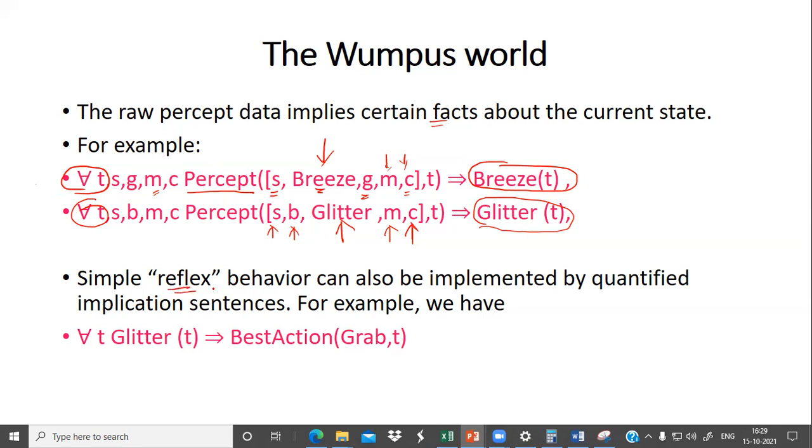Apart from this, we can also represent certain reflex behavior using first order logic. For example, if you want to say that whenever the agent perceives a glitter, the best action is to grab that. So for all t, at any time t, if the agent senses glitter at time t, then the best action is to grab at t. So perform grab at time t.